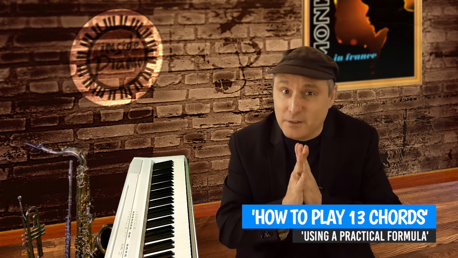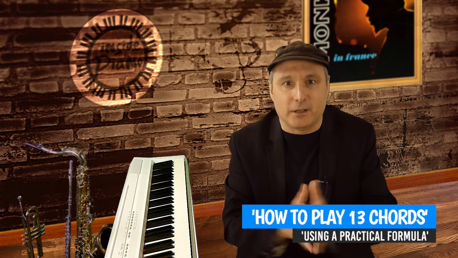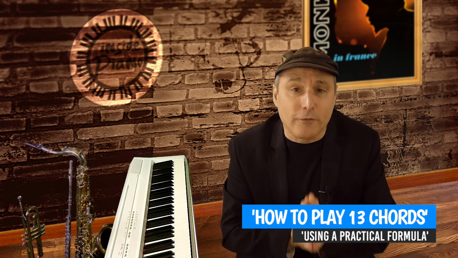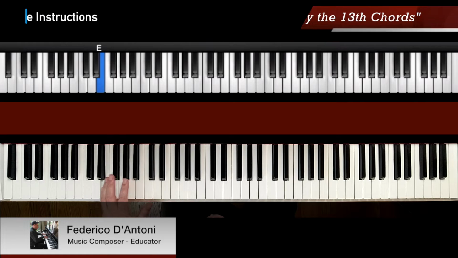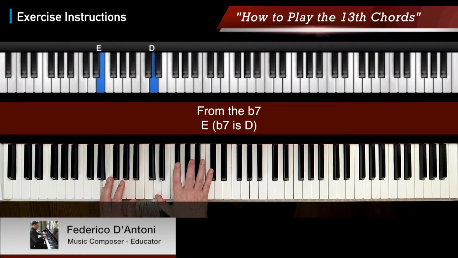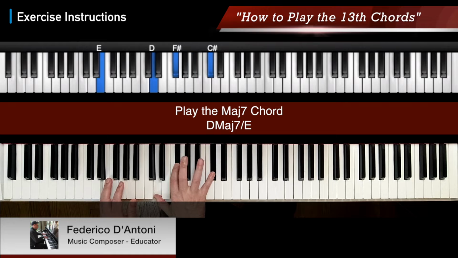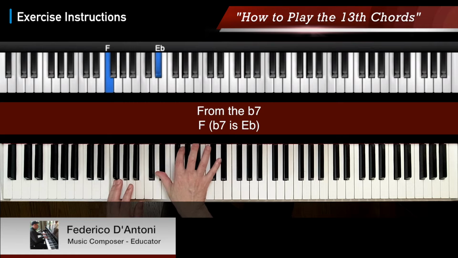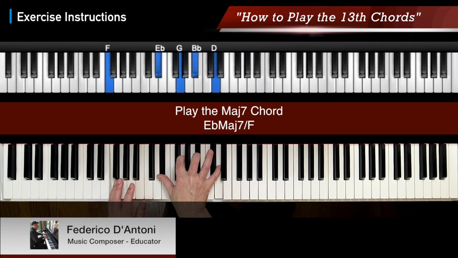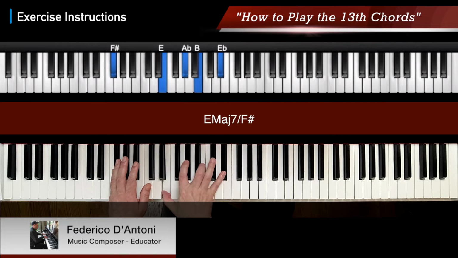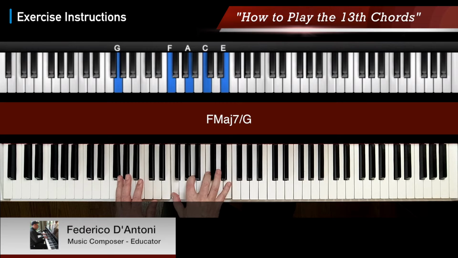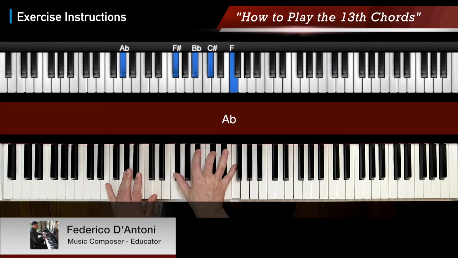Now, to practice these shapes, we're going to play a fun exercise. We're going to formulate all of the chords ascending chromatically, starting from E. We're going to play E on the bass, and then from the flat 7, we play the major 7 chord, and we lower the fifth. And then we'll go up chromatically. We go to F, and then from the flat 7, we play the major 7 chord, and we lower the fifth. Then from F sharp, from G, and so on.